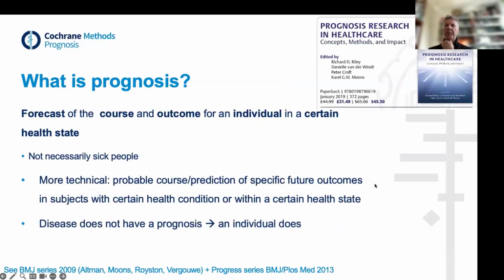Now, what is prognosis? Prognosis, actually, it's in the word. It means pre-knowing. Another word is predicting, is pre-telling. It's all the same word, pre-knowing, coming from Greek and Latin. It's actually forecasting, pre-telling the future course or the future outcomes in an individual in a certain health state. We are very explicit in the handbook that we are writing: you don't need to be sick to have a prognosis.